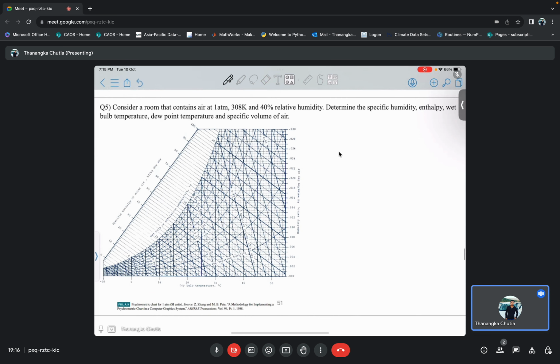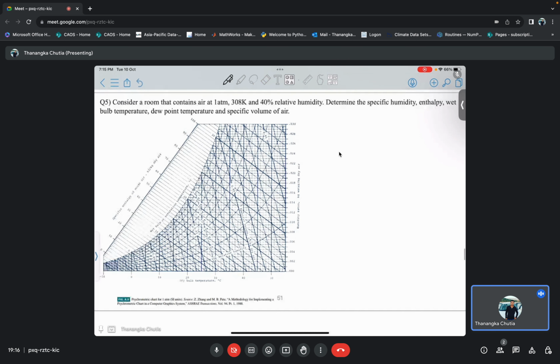Fine. So let us go to the next question then. Consider a room that contains air at 1 atmosphere, 308 Kelvin, and 40% relative humidity. Determine the specific humidity, enthalpy, wet bulb temperature, dew point temperature, and specific volume of the air. So just like question number 1, we will be finding the properties at given conditions, but here we will use the psychrometric chart to solve this problem.